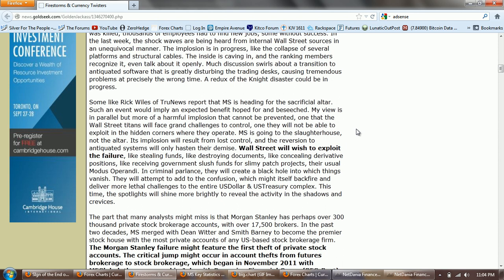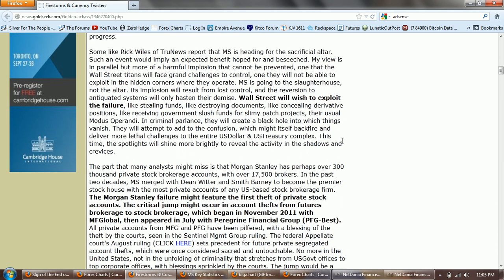My view is in parallel, but more of a harmful implosion that cannot be prevented, one that the Wall Street titans will face grand challenges to control, one they will not be able to exploit in the hidden corners where they operate. Morgan Stanley is going to the slaughterhouse, not the altar. Its implosion will result from lost control, and the reversion to antiquated systems will only hasten their demise.